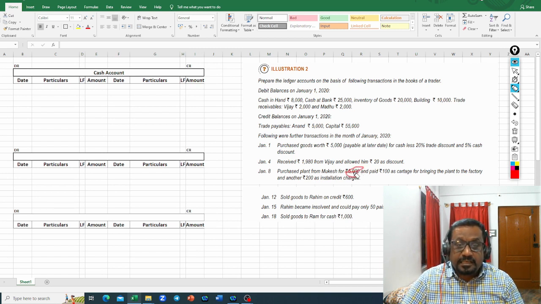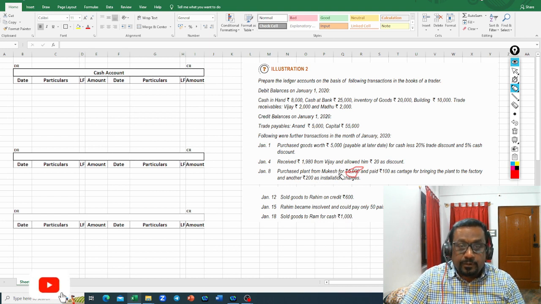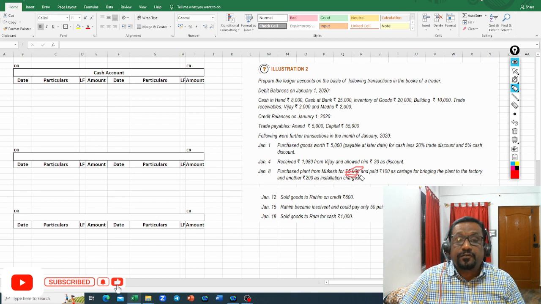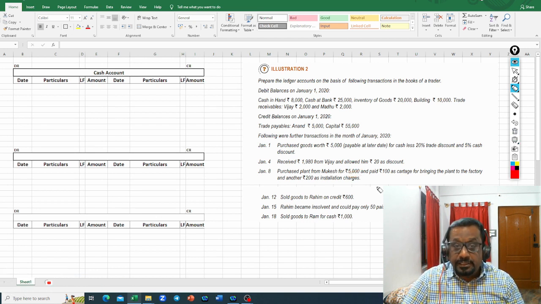This is for credit. Nowhere did he say he purchased the plant from Mukesh for cash, right? They didn't mention the cash. Since they said purchased plant from Mukesh, that means this 5000 rupees worth of plant was purchased for credit. That is the meaning of it. Please remember that.